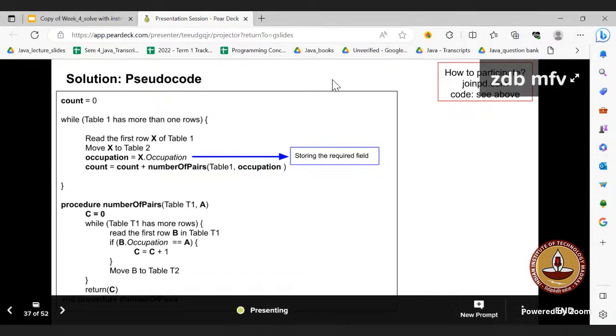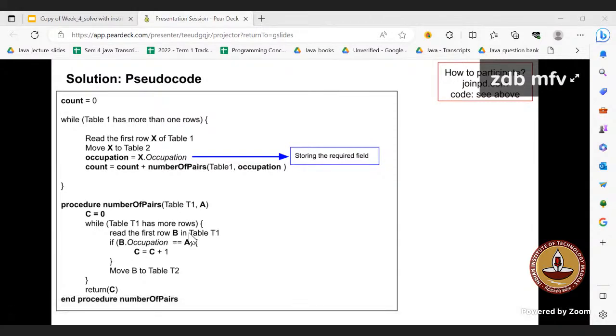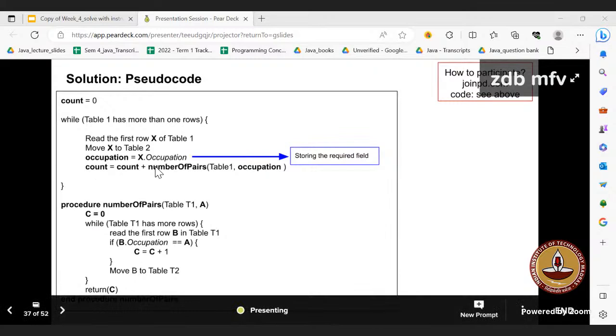From here, we are moving the first row of table 1 to table 2. In the whole procedure, we are not comparing that particular card which we have moved to table 2 with any of the cards of table 1. After moving it to table 2, all the information of your card is enclosed in X, the first row X. So what we are doing here is occupation equal to X dot occupation. We are storing the first row's occupation in this variable. And then count equal to count plus number of pairs of table 1 comma occupation.